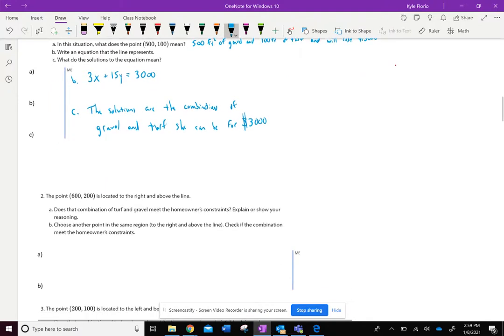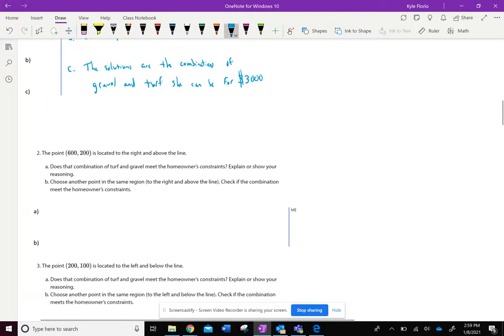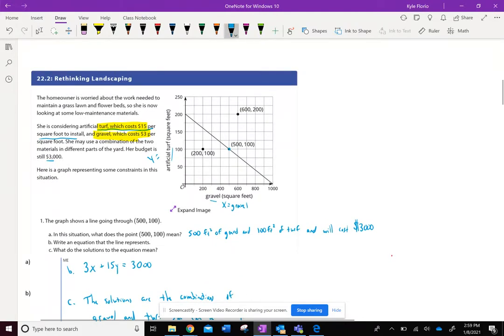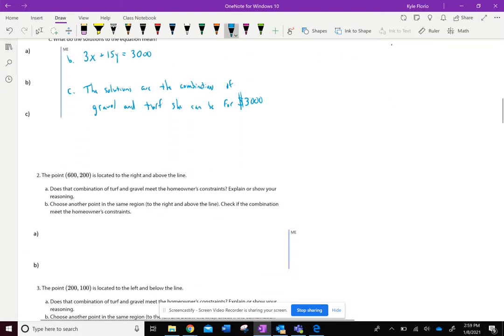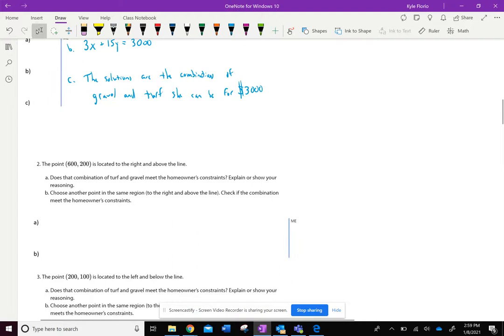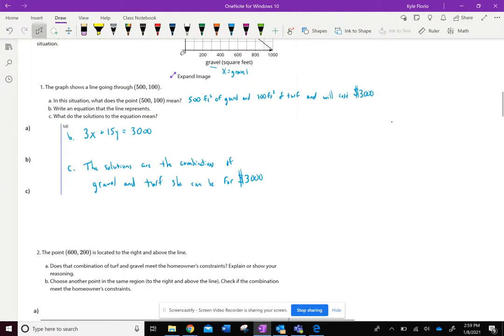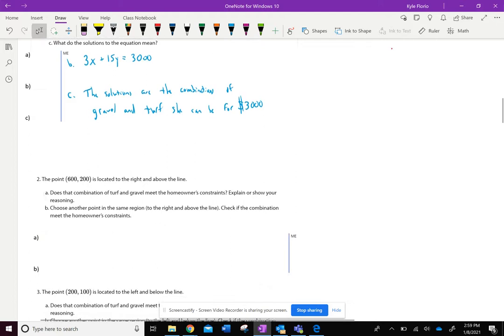Okay. So the point 600, 200 is located right above the line. So that point is right here. Does that combination of turf and gravel meet the homeowner's constraints? Explain your reasoning. So if I buy 600 square feet of gravel and 200 square feet of turf, will I be within budget? Well, I'm going to use my calculator to do this.